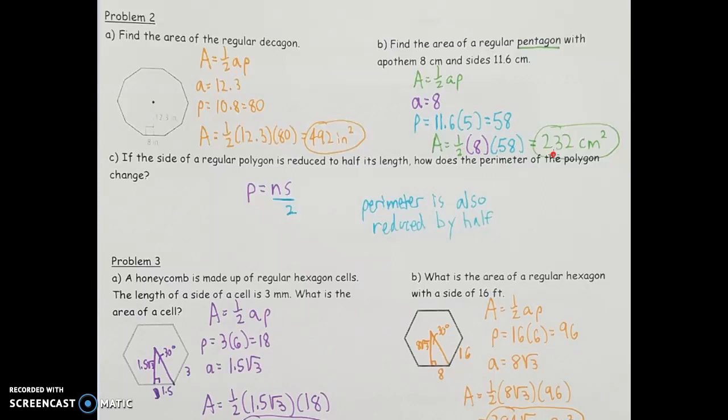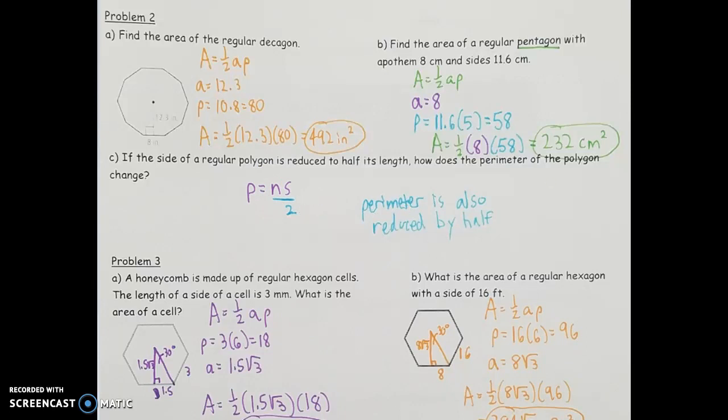So next one's a little bit of a conceptual question. If the side of a regular polygon is reduced to half its length, how does the perimeter of the polygon change? For this, you can think back to how we find the perimeter. We get the number of sides times the side length, like what we did here. We have 5 sides times the side length of 11.6. Now we can think, if I take s and divide it by 2, that means the entire equation would be divided by 2. So if my side length is reduced to half, the perimeter would also be reduced by half.